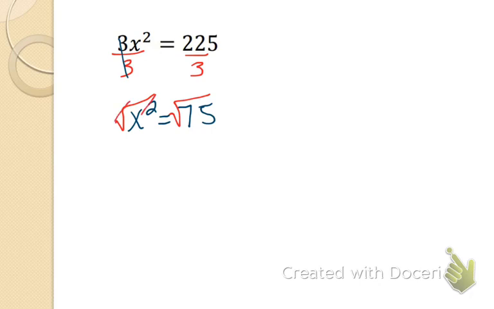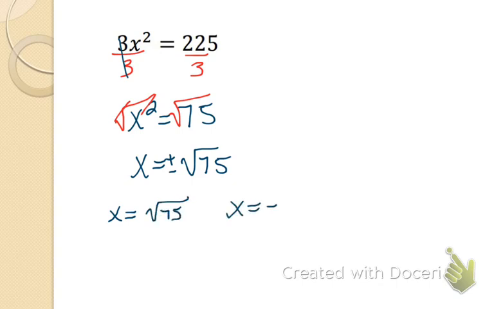And you got to think, okay, square root of 75. Is 75 even a perfect square? The answer is no. So we end up with a positive or negative square root of 75. So we have x is equal to the positive square root of 75 and x is equal to the negative square root of 75.